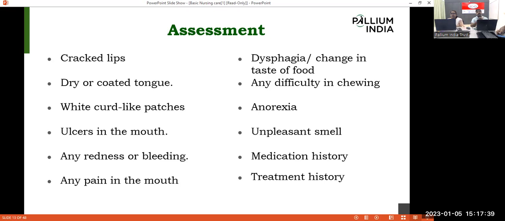Then any treatment history, any chemotherapy or any radiation, whether the patient is already getting it or not. Maybe radiotherapy, if the patient is getting it mainly in the head and near the face, neck, up to the neck region, we can expect at any time these types of lesions and redness may happen inside the mouth. So due to radiotherapy or any oral chemotherapy, like that, any treatment modality related to an oral problem is there or not, we need to assess.